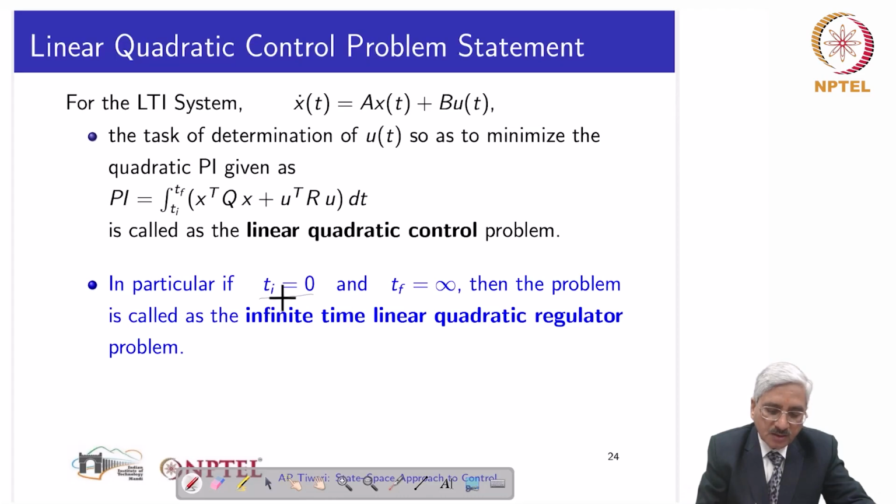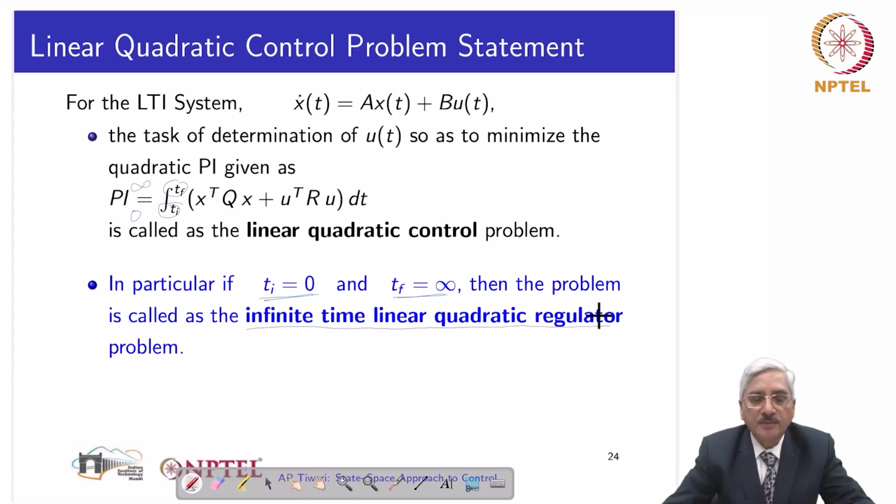If ti is 0, the initial time is 0 and the final time is infinity, if the two limits are 0 and infinity, then the problem is called the infinite time linear quadratic regulator problem instead of the linear quadratic control problem. Infinite time because of that upper limit of integration being infinity, linear quadratic regulator problem from 0 onwards.